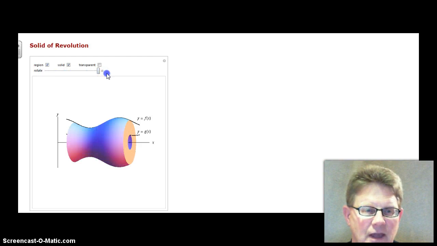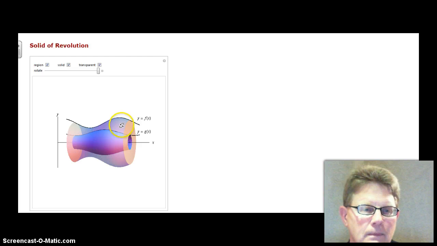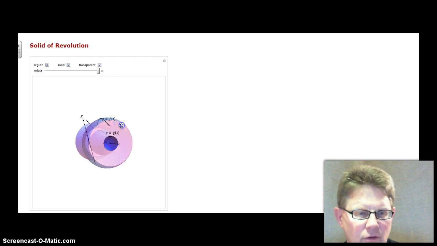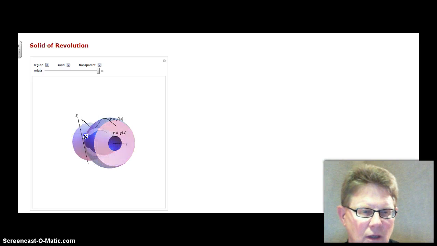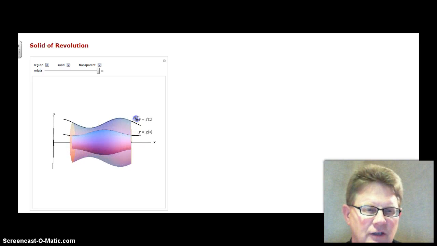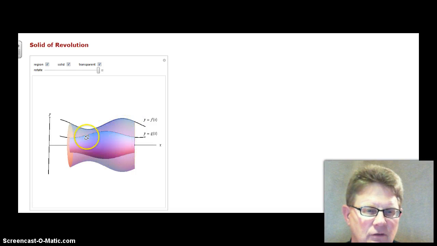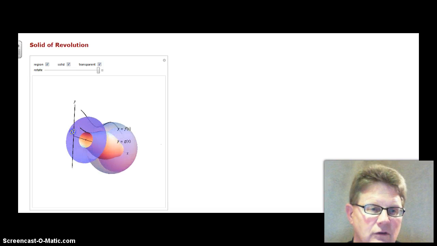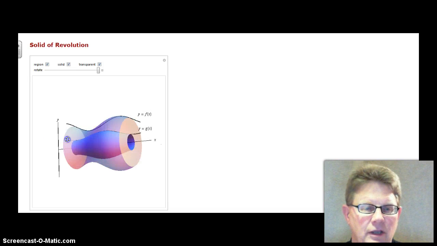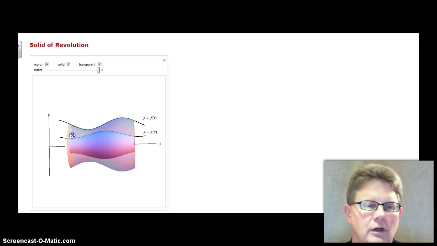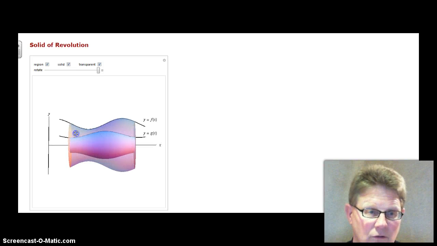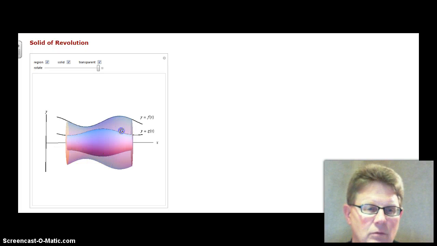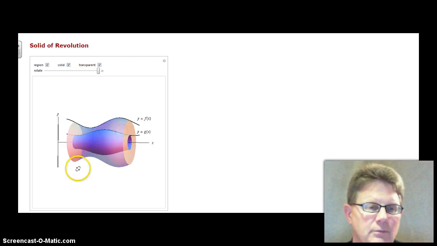There is that solid. And now we can even make it so we can see on the inside. We can actually even look through it if we wanted to. Each one of the cross sections of this thing, if I took a knife and sliced it, would make washers. Depending on the function, it might make a solid circular disc or a circular washer like we have in all these. So we're going to teach you how to do the calculus to find the volume of this solid. Let me show you one more example.